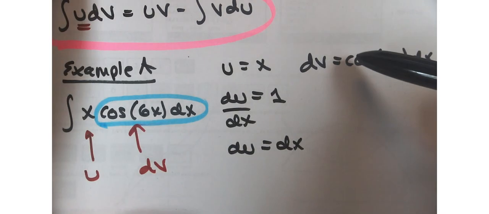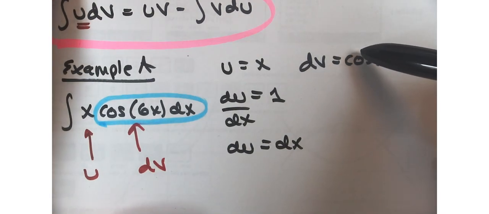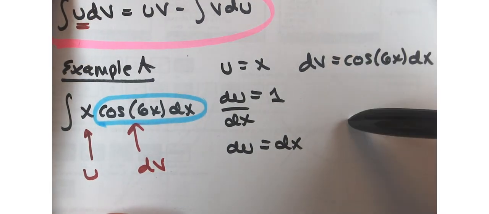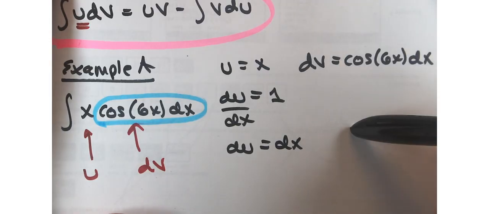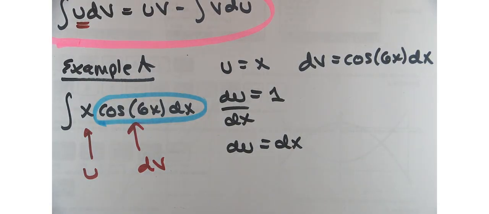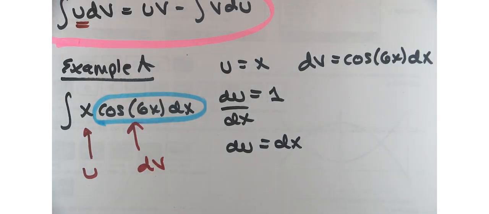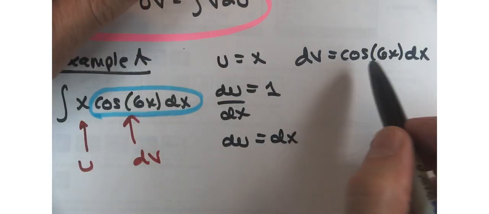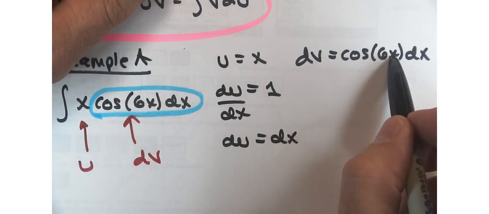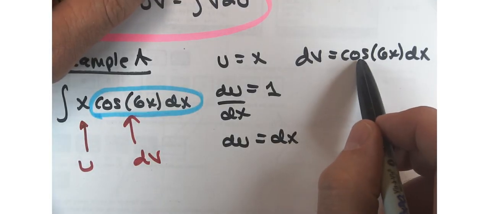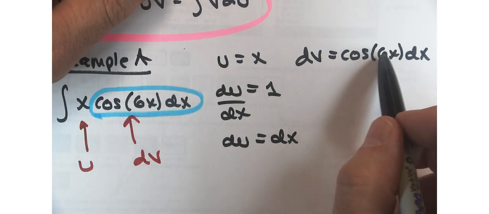Now, when you integrate cosine, the antiderivative of cosine is going to give you your sine term. But then you've got this 6 here. And the way I always think about the 6 is this. If you were to differentiate this, the chain rule is going to say you're going to multiply by the derivative of the inside.